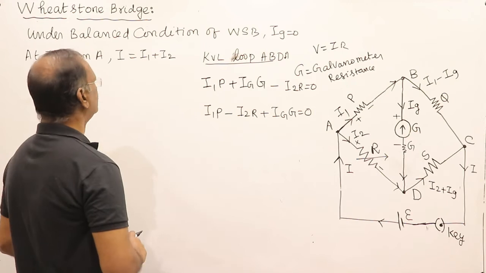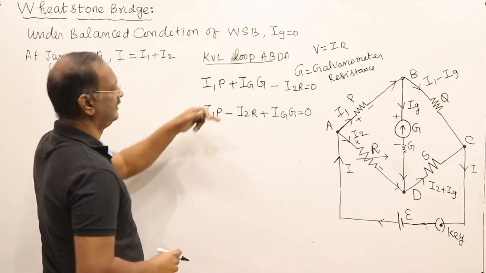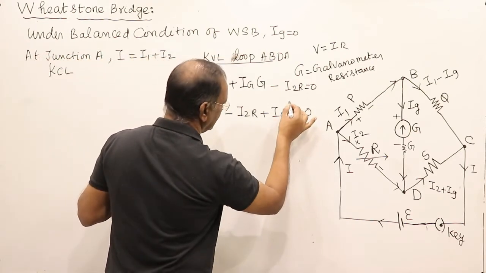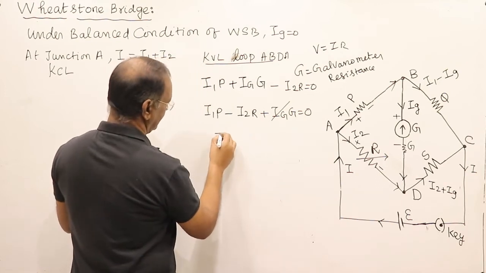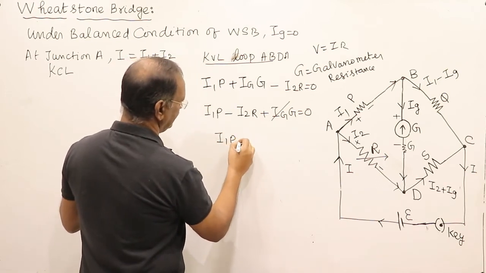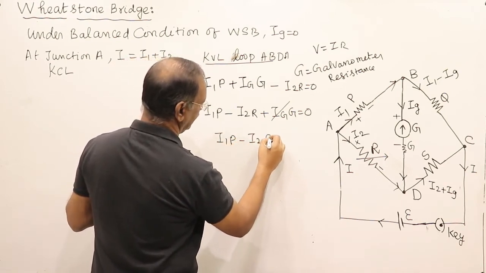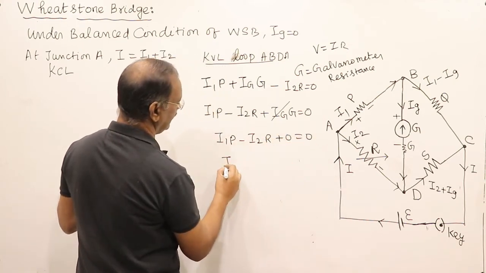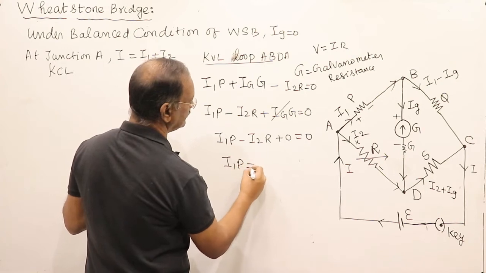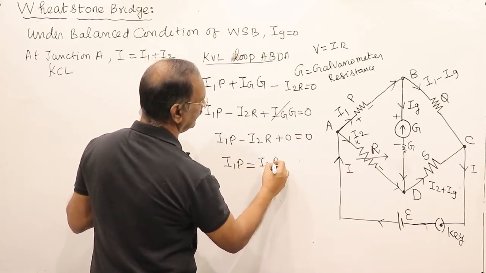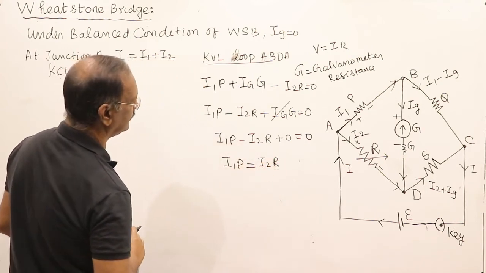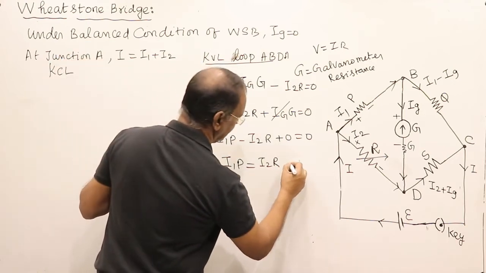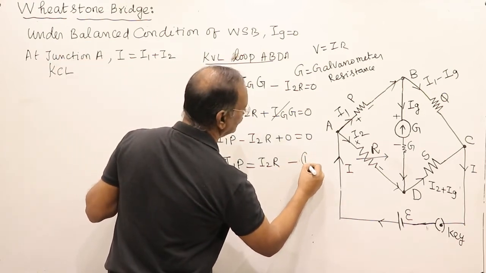First equation. So under balanced condition, Ig is equal to 0. It means this is equal to 0, or we can say I1P minus I2R plus 0 is equal to 0, or we can write I1P is equal to I2R. I1P is equal to I2 into R. This is our first equation.